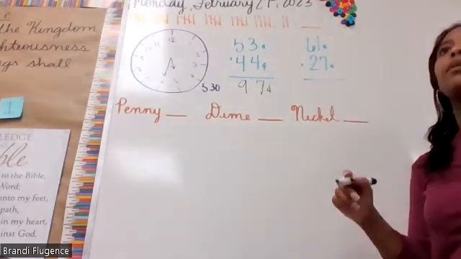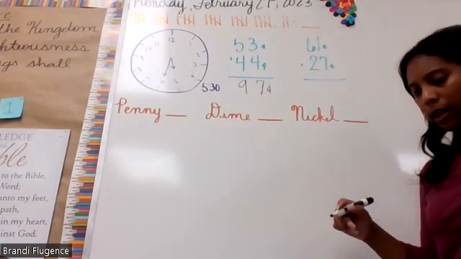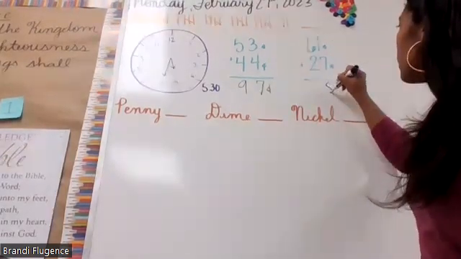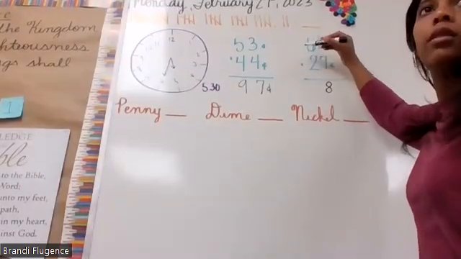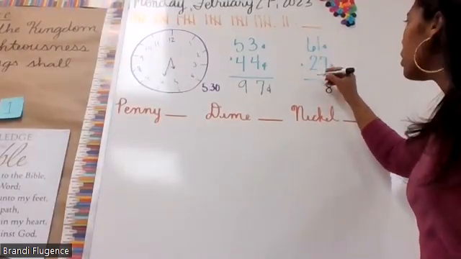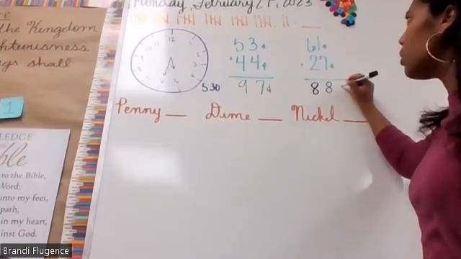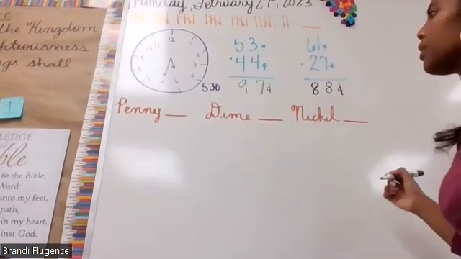Next, we have 61 cents plus 27 cents. Kairos, add it up for us. 1 plus 7 is 8. 6 plus 2 equals 8. 88 cents. Awesome.